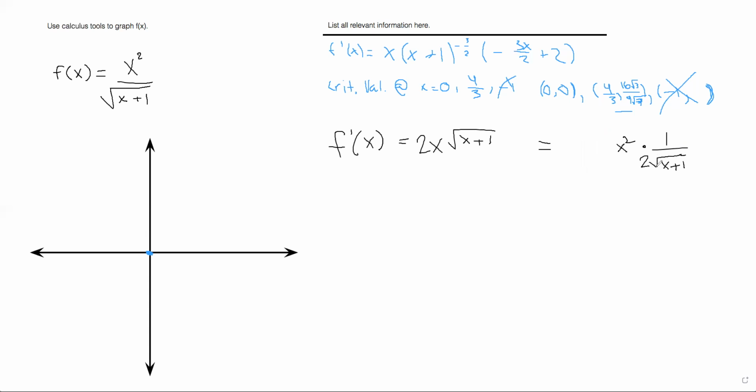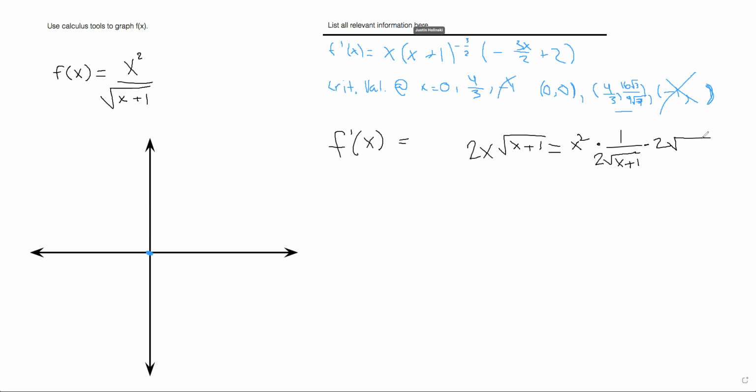And then from there, I don't like having fractions, so I'm gonna multiply both sides of the equation by 2 times square root of x plus 1. But I'm gonna move this a little bit closer before I do that. Center it a little bit because I have OCD. I'm gonna multiply the left by 2 root quantity x plus 1, and then I'm gonna multiply the right side by 2 root quantity x plus 1.